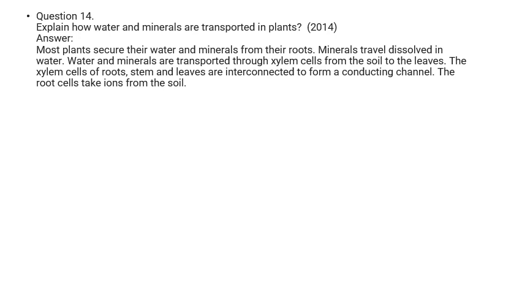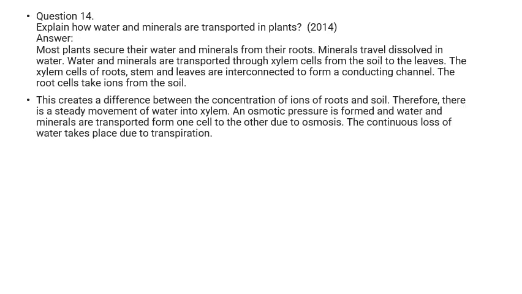The root cells take in ions from the soil. Later this creates a diffusion gradient between the concentration of ions in the roots and the soil. Therefore, there is a steady movement of water into the xylem. An osmotic pressure is formed and water and minerals are transported from one cell to the other due to osmosis. This continuous loss of water takes place due to transpiration.